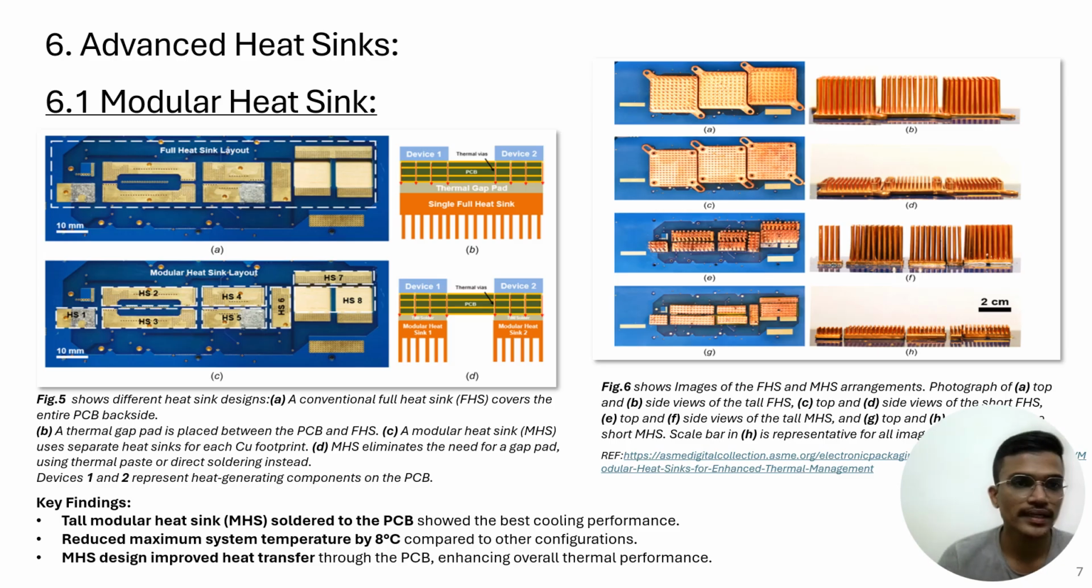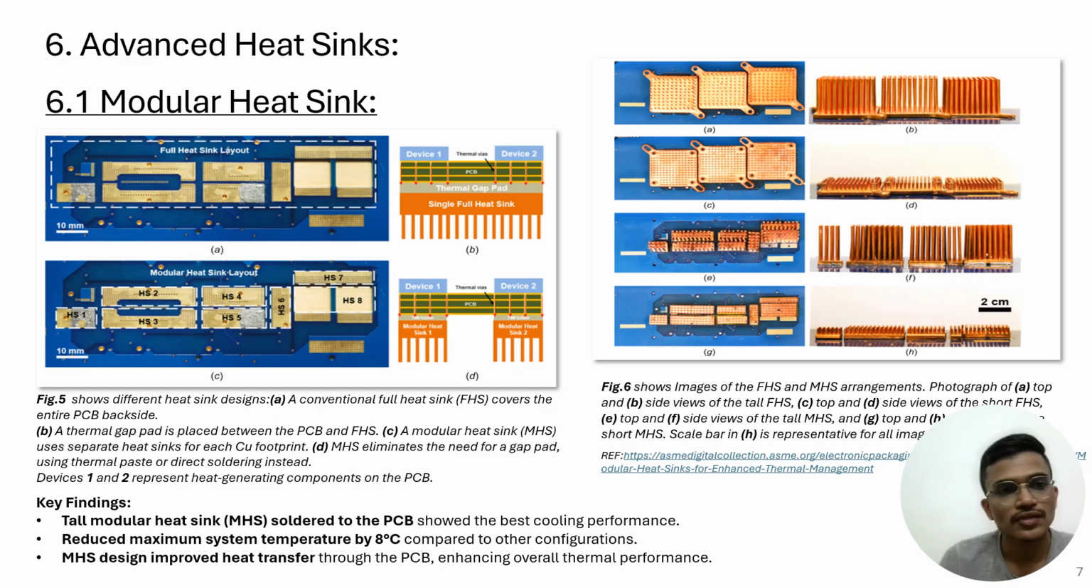Okay, so coming towards advanced heat sinks, there are three types that we are going to discuss. The first one is modular heat sink, the second one is multifunctional heat sink, and the third one is 3D printed heat sink. In particular, in modular heat sink, there are two layouts shown in figure number 5: the full heat sink layout, FHS, and in diagram C, the modular heat sink layout, that is MHS.